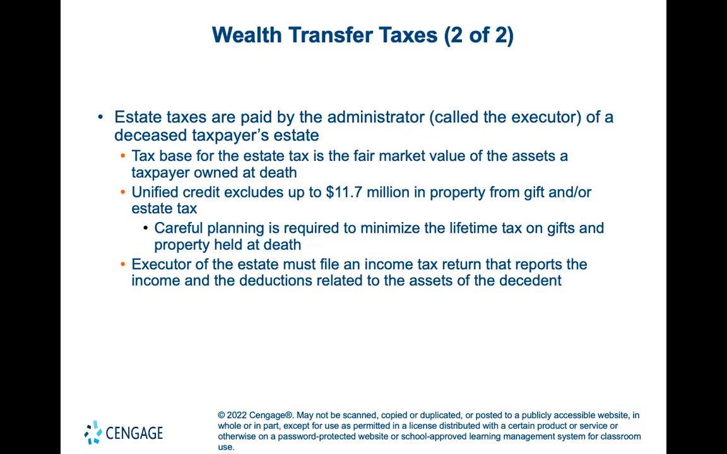Estate taxes are paid by the administrator, called the executor, of a deceased taxpayer's estate. The tax base for the estate tax is the fair market value of the assets a taxpayer owned at death. The unified credit excludes up to $11.7 million in property from gift and/or estate tax. Careful planning is required to minimize the lifetime tax on gifts and property held at death. The executor of the estate must file an income tax return that reports the income and the deductions related to the assets of the decedent.